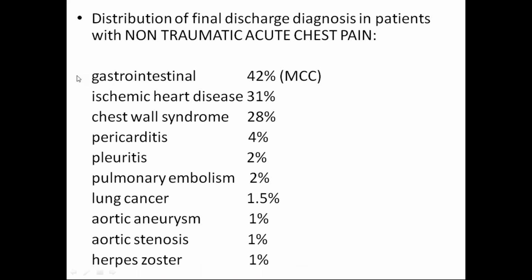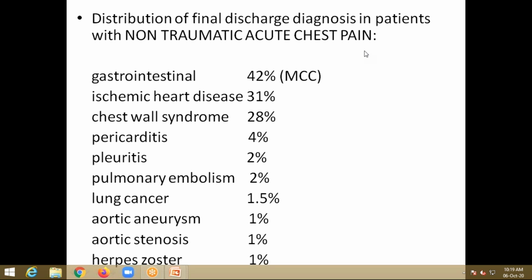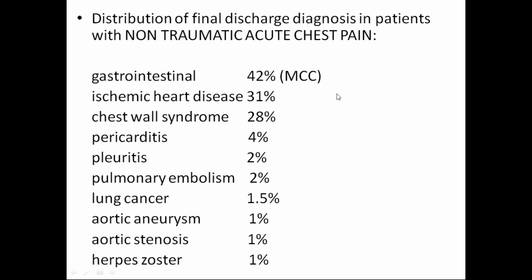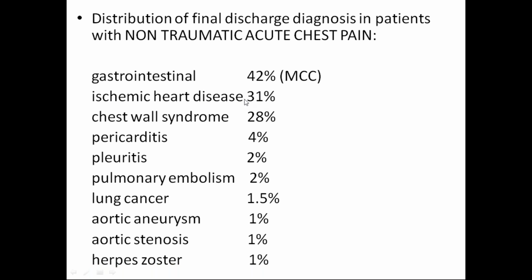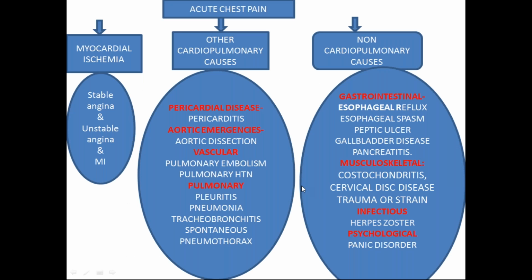The most common cause of chest pain in patients presenting to the emergency department is gastrointestinal, 42%. It may be due to peptic ulcers, drug-induced causes, esophageal spasms, or gastritic symptoms. The second cause is ischemic heart disease, which leads to acute coronary syndromes. Next is chest wall syndromes, which are musculoskeletal, like Reed syndrome and pancostitis. Next is pericarditis, pleuritis. Next is pulmonary embolism, which is a rare complication. Then lung cancer, aortic aneurysm, aortic stenosis, and herpes zoster. These are the main causes of acute chest pain.